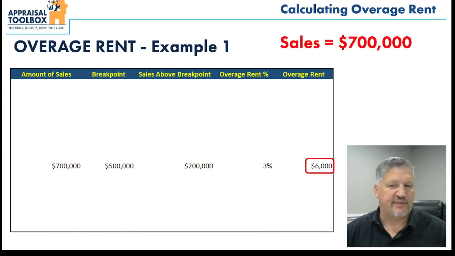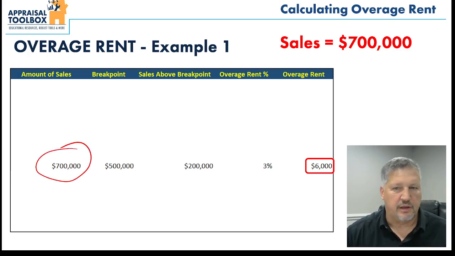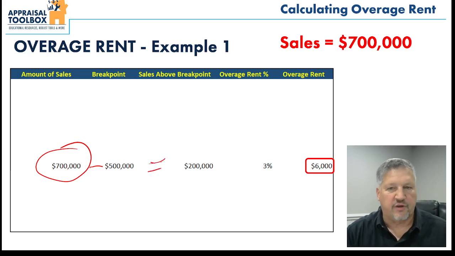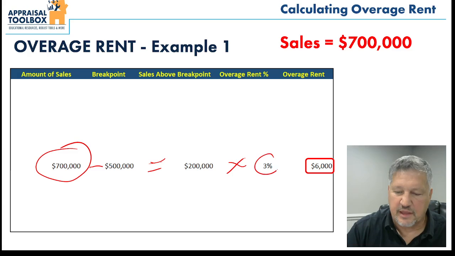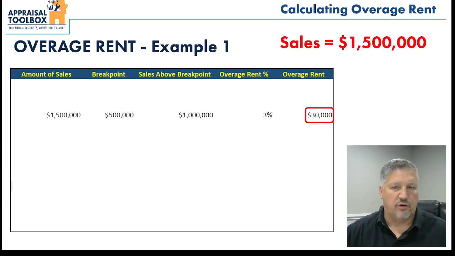If sales are going to be $700,000 for this tenant, the $700,000 is the gross amount of the sales. We subtract out the break point, the $500,000, and that leaves us $200,000 of sales that are subject to the calculation. If we multiply that by the rate, that gives us additional rent, or overage rent due, of $6,000. Now, we can go ahead and take a look at another example.